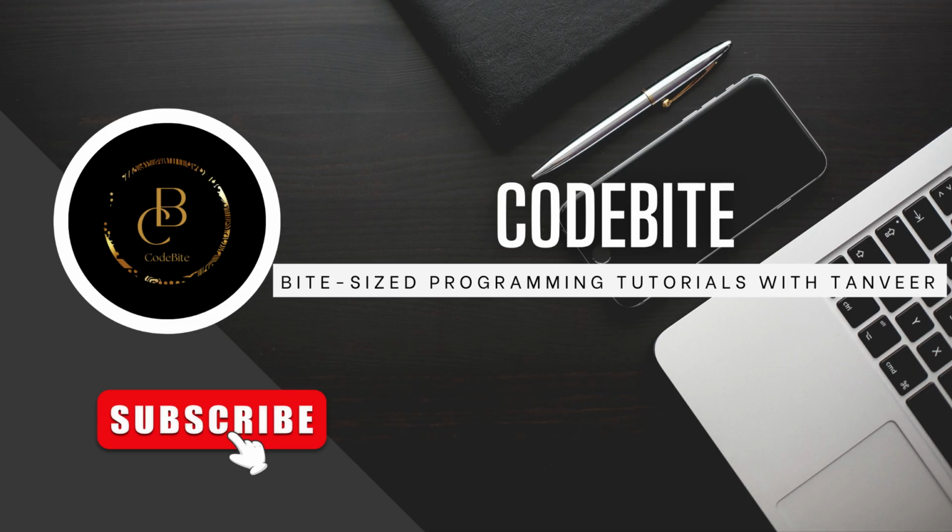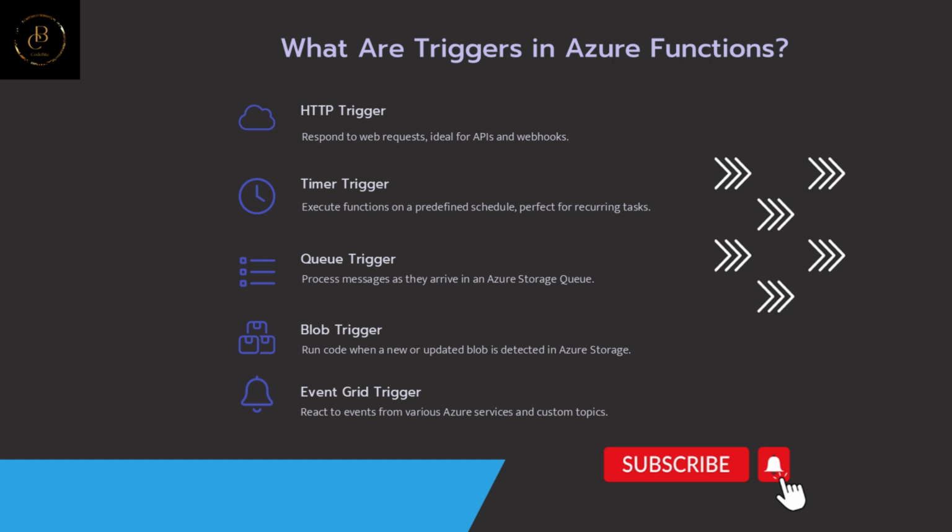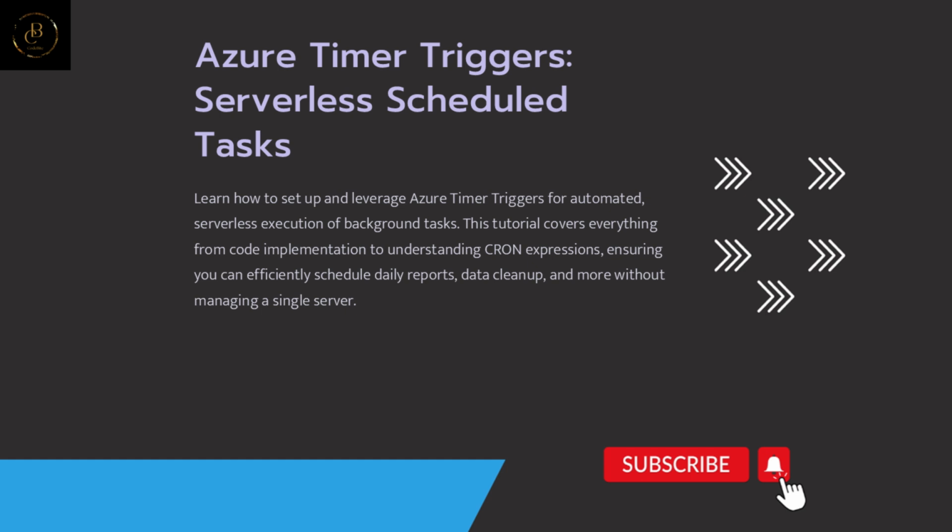So we can think of a trigger as an event that tells the Azure to run our code. There are multiple triggers available with Azure Function Apps. We have the HTTP trigger, the timer trigger, the queue trigger, the BLOB trigger, and many more. I have already created multiple videos on HTTP trigger. In this video, we will learn about the timer trigger.